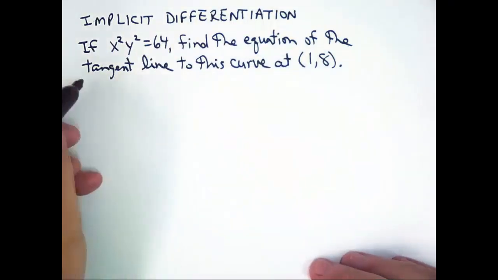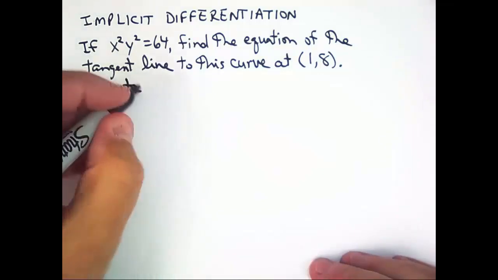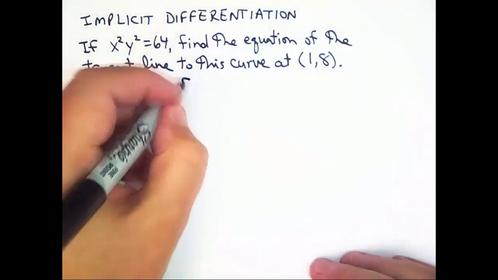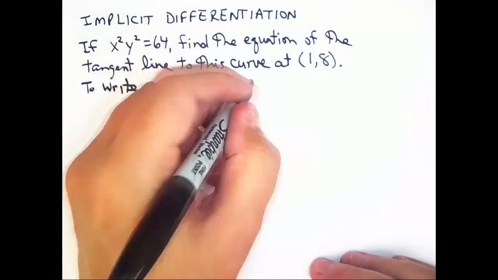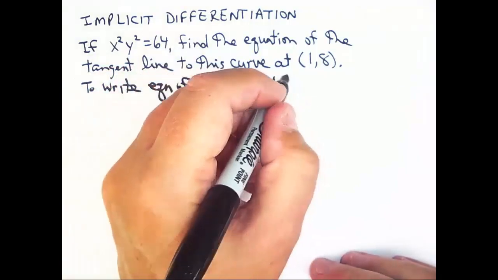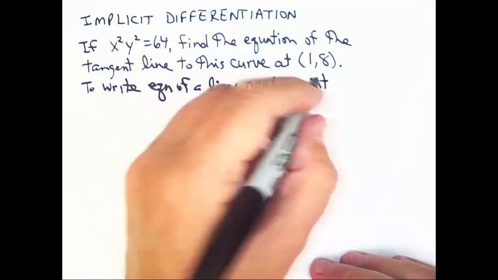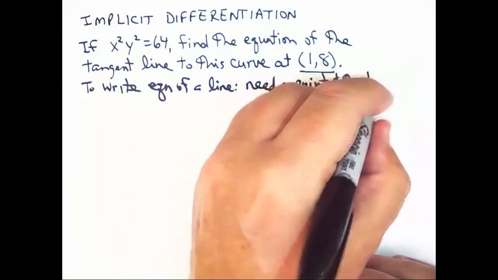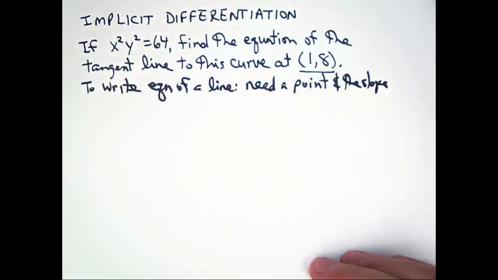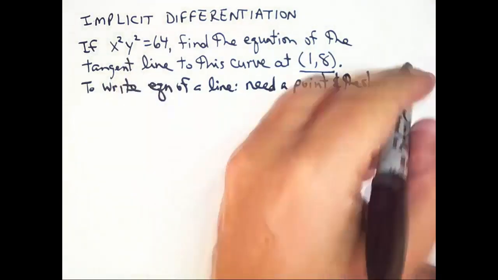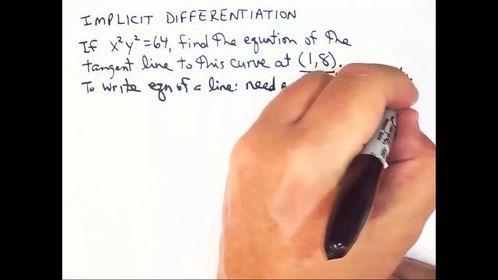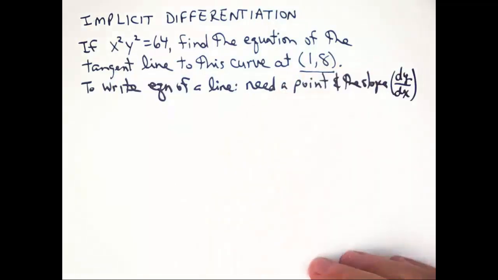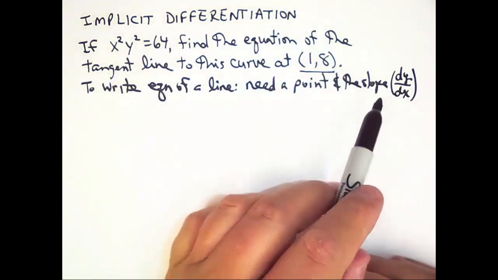Now remember that you need to write the equation. To write the equation of a line, you need a point, which we have, and the slope, which we don't have. But we can find the slope because the slope is the quantity dy over dx that we've been calculating. So all we need to do, once we realize that, is find the slope.